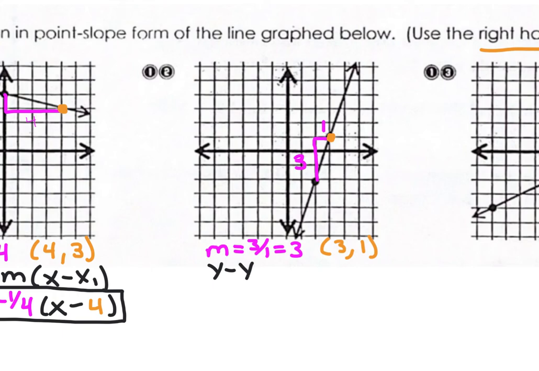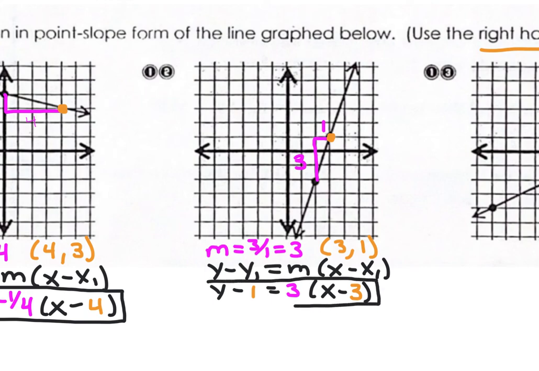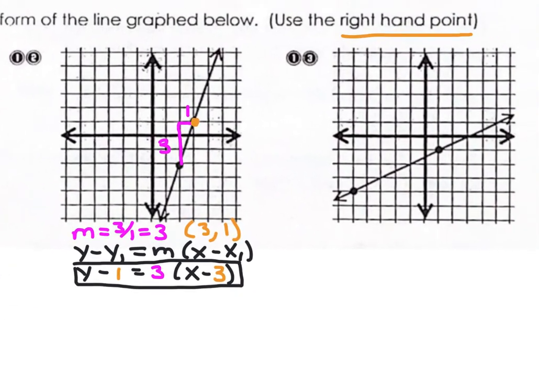So y minus y1 equals m times x minus x1. Let's plug in all our values. So y minus y1 is 1 equals our slope is 3 times the quantity of x minus x1 is 3. And check for simplified form. We're good to go. All right, you guys got one last one. Try it on your own, and then let's come back and give it a check.